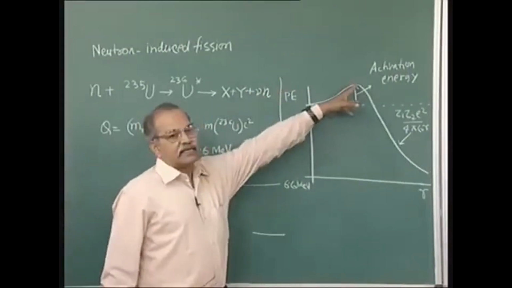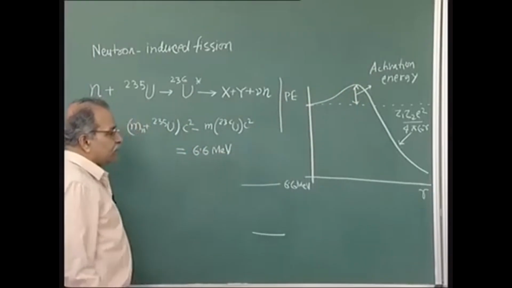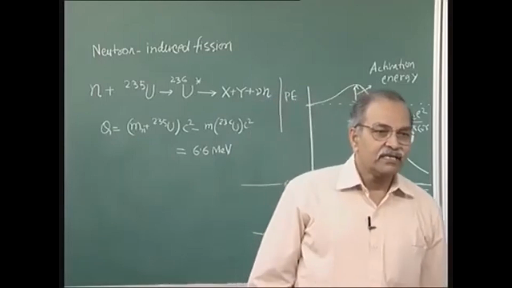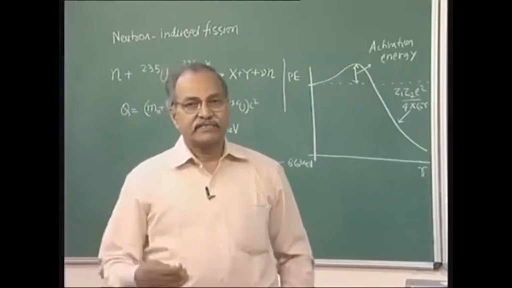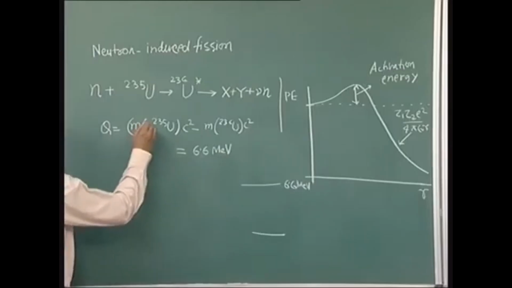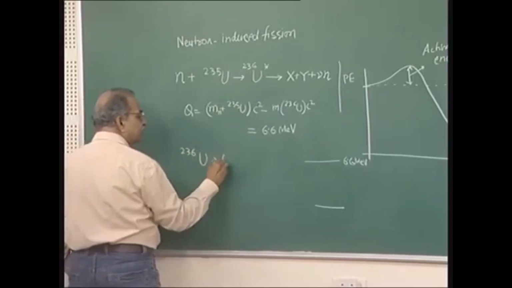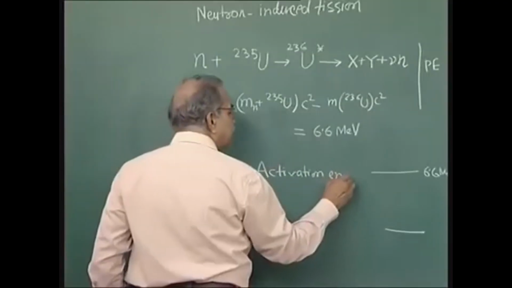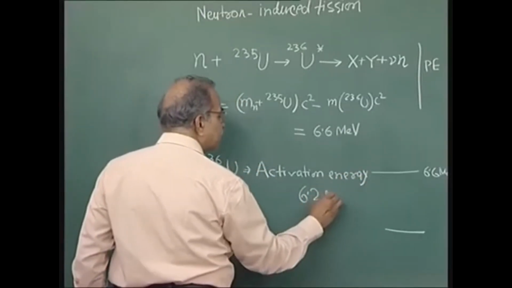Now, how much is this barrier height? How much is this activation energy? This activation energy can be calculated using the liquid drop model, and that is what Bohr and Wheeler did. For different A values, different mass numbers, this activation energy is different. If you calculate for this particular element, uranium-236, different models will give you different values, but typically this is 6.2 MeV.